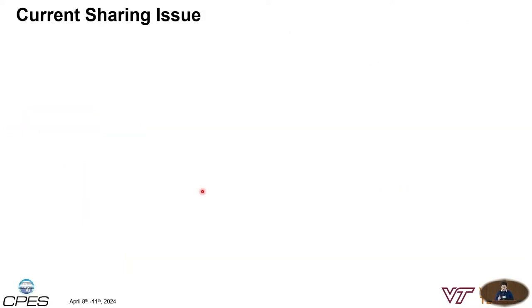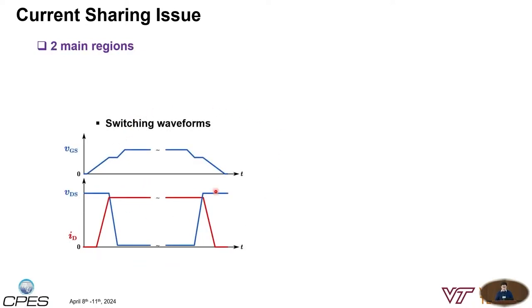The current sharing issue usually happens in 2 main regions if we look at the switching waveforms. The figure on the left shows the lumped switching waveforms, and you can see the first region is the static region, where the MOSFET is conducting a constant current. The second region is the dynamic region, which means that the MOSFET is just being turned on or turned off.